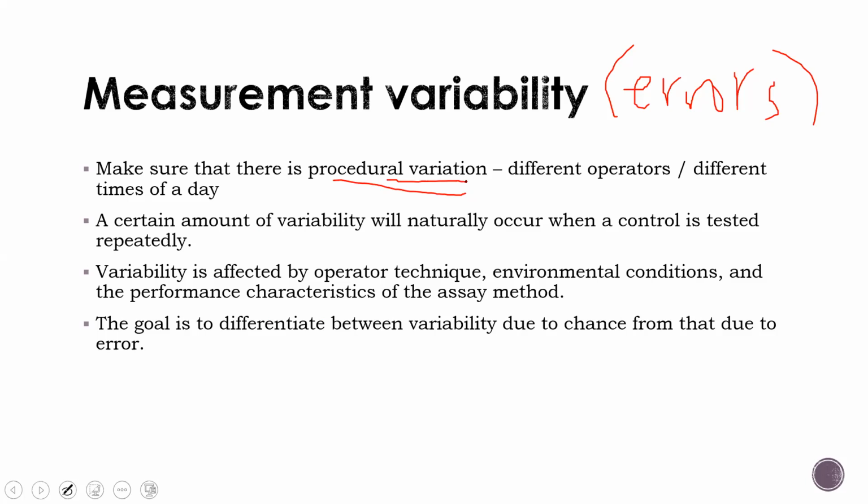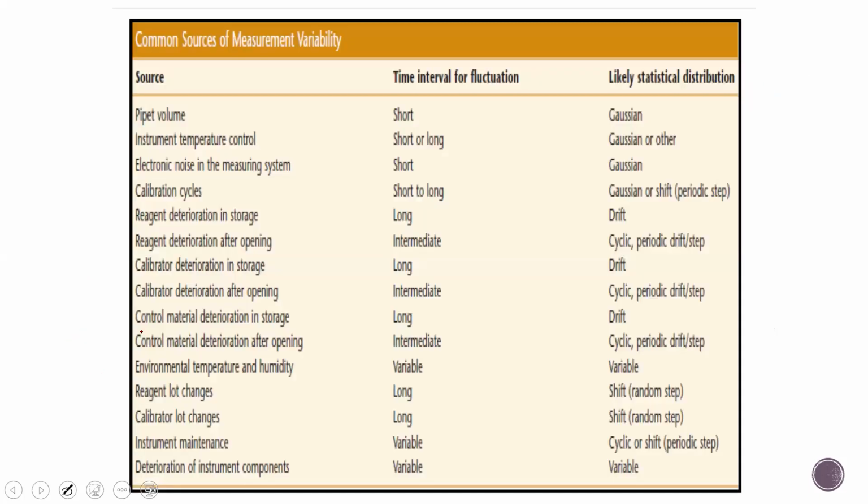A certain amount of variability will naturally occur when a control is tested repeatedly. Variability is affected by operator technique, environmental conditions, and the performance characteristics of the assaying method. The goal is to differentiate between variability due to chance from due to error. Sabi ko nga sa inyo, magde-detect yan ng error. Okay, so here are some common sources of measurement variability. So this is actually taken from Henry's. So take time to memorize and understand this.